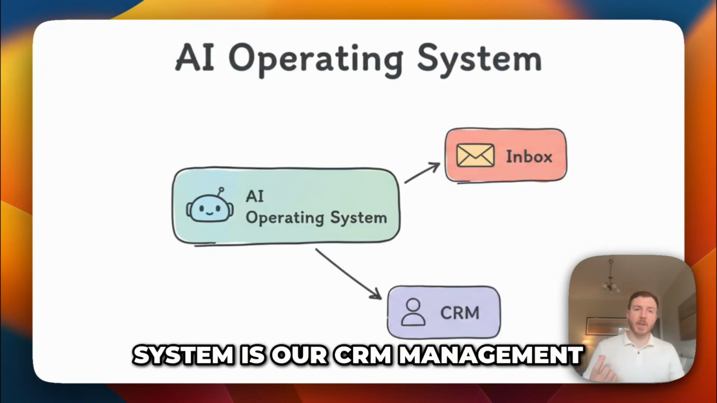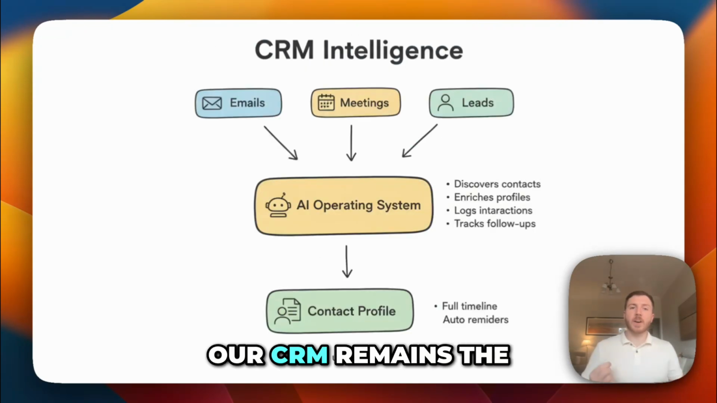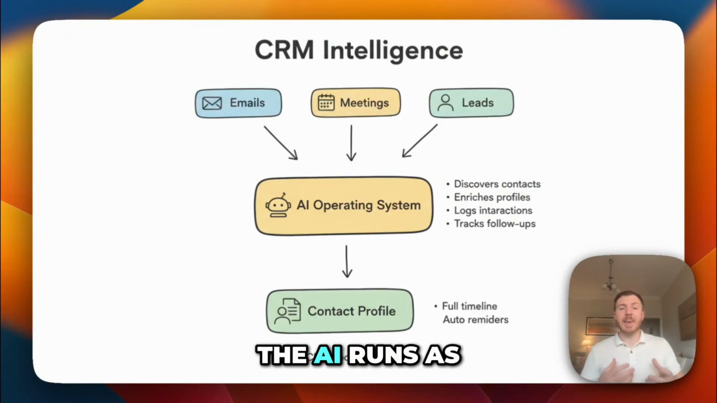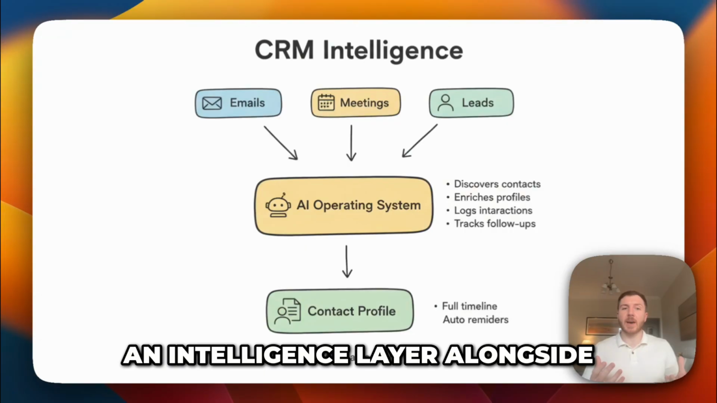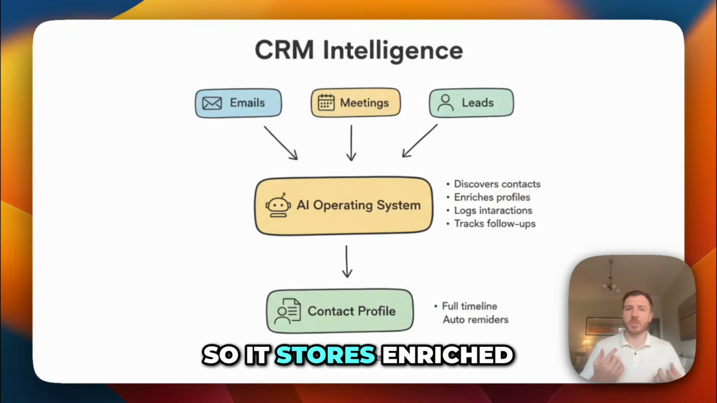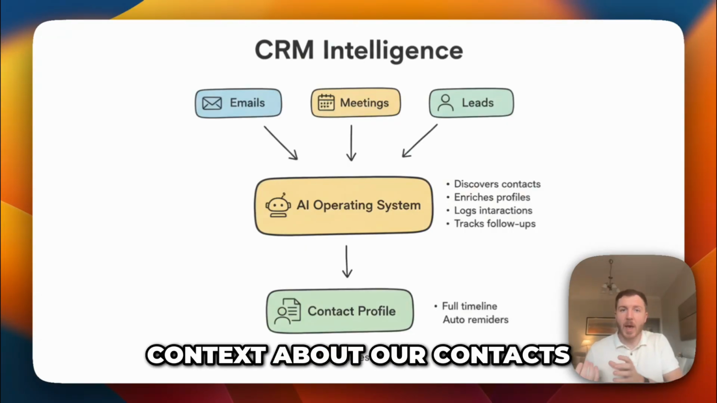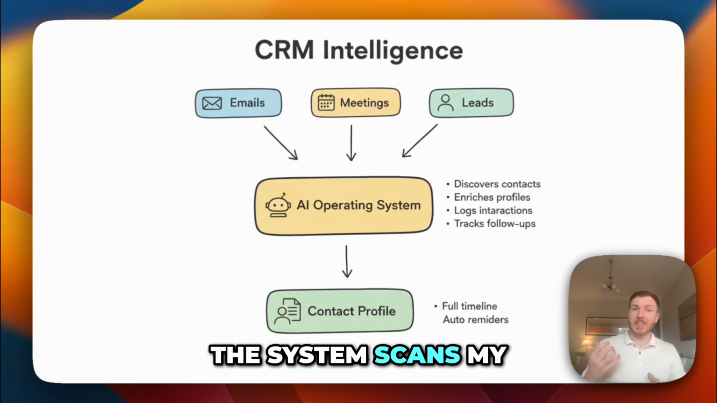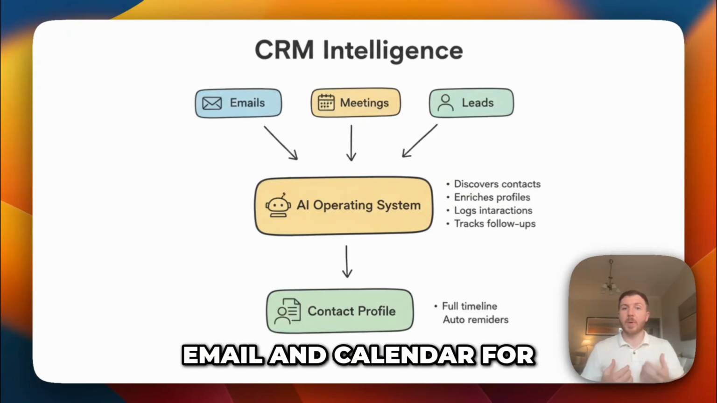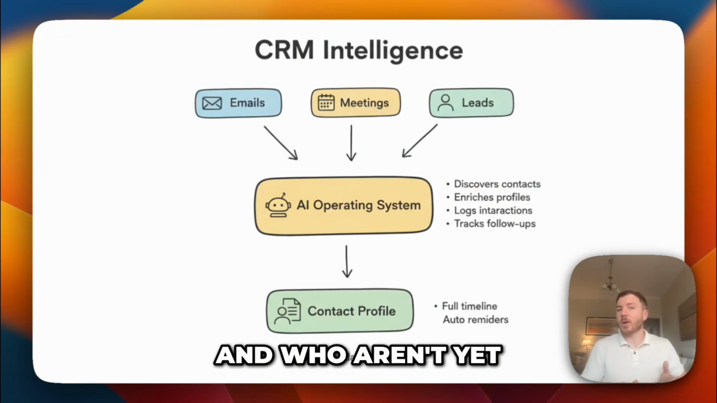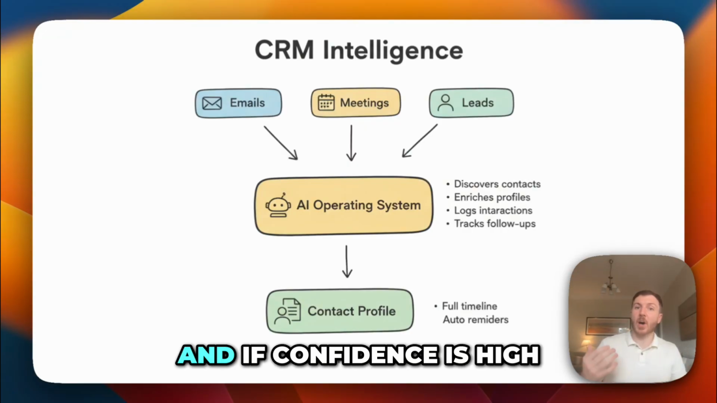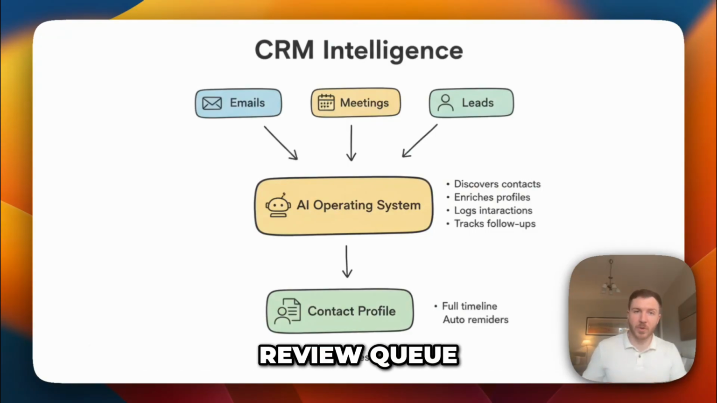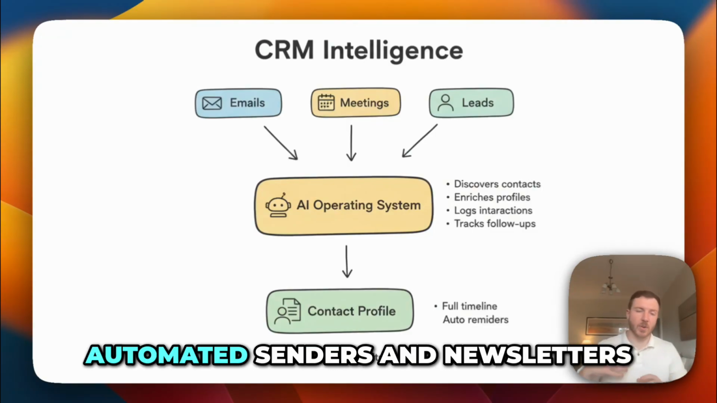Another part of the system is our CRM management. Our CRM remains the source of truth for contacts, leads, and pipeline stages. The AI runs as an intelligence layer alongside our CRM. So it stores enriched context about our contacts and our interactions. And how it works is the system scans my email and calendar for people I'm interacting with and who aren't yet in the CRM. And if confidence is high, the contact is added automatically. Otherwise, it goes into a review queue. Automated senders and newsletters are all filtered out.